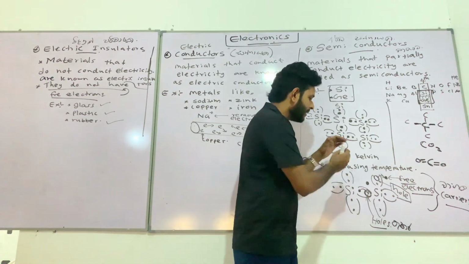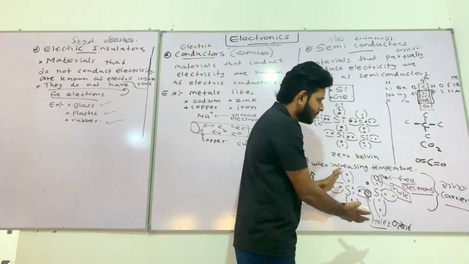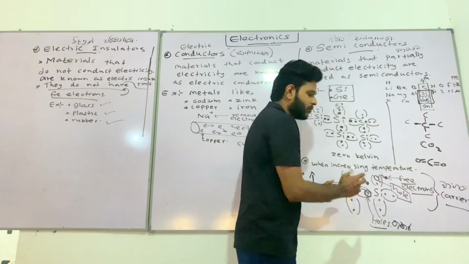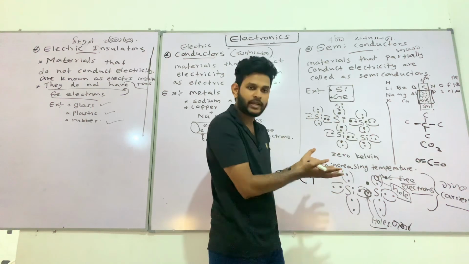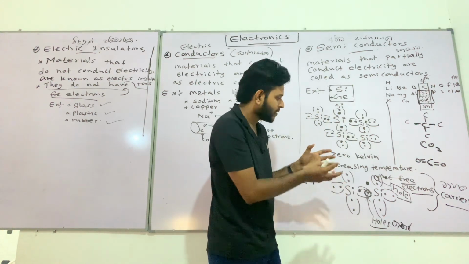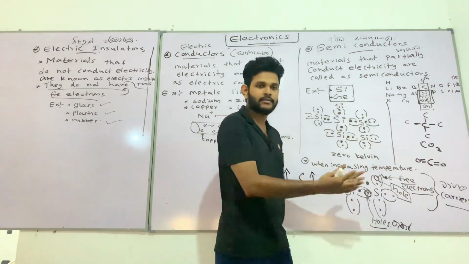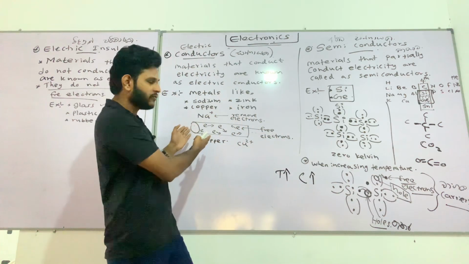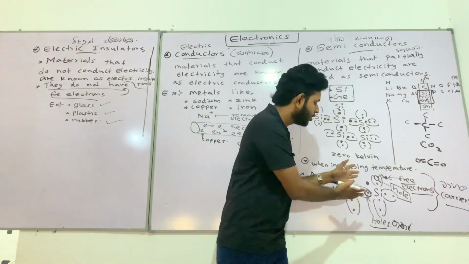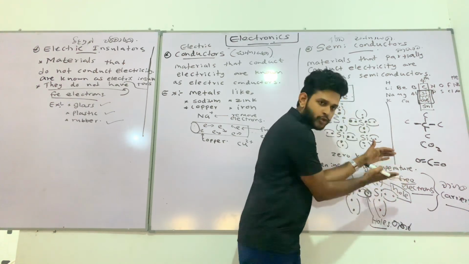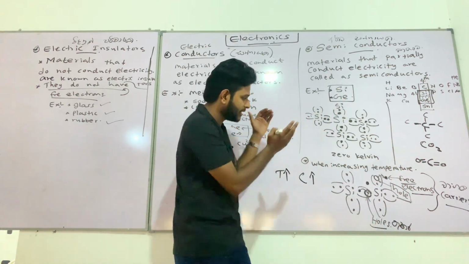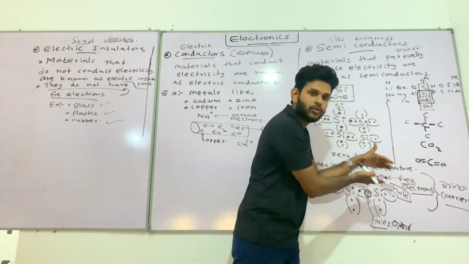Then in this case, this lattice has two types of carriers. What is the meaning of carriers? Carriers are the things that help to conduct electricity. Here the carriers were only free electrons, but here you have two types of carriers. One is free electrons, which you already know about. Here you have another one called a hole.